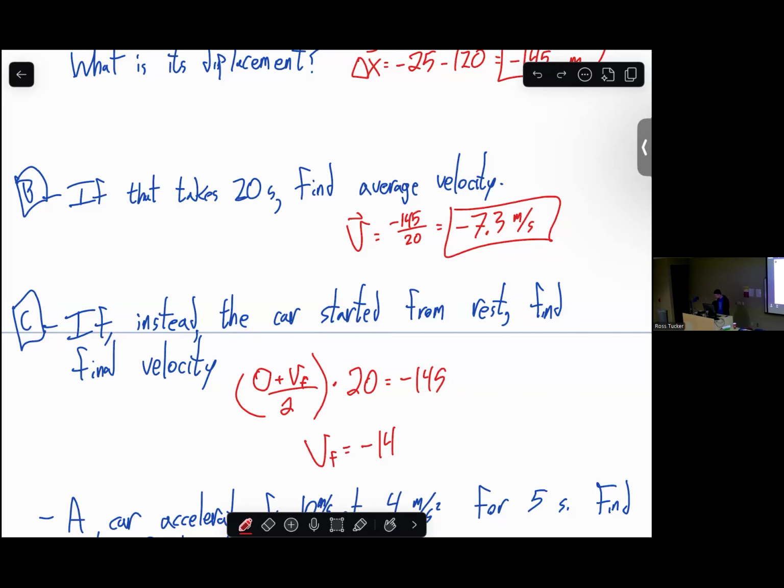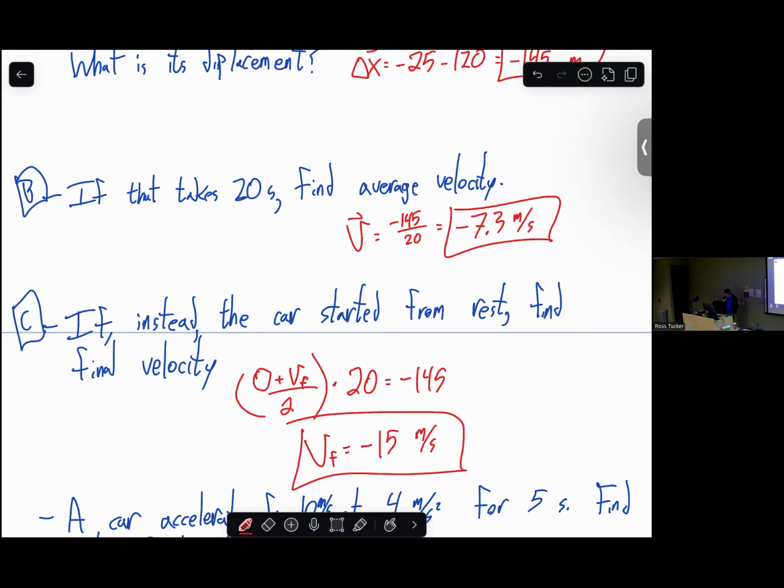Not 14 meters per second, 14.5 meters per second. It hurts me to write 3 significant figures when I'm just giving you very rough values like this. If you plugged in and got negative 14.5 from your calculator, that's the same answer. Okay, so I want to point out 14.5 rounds to 15. I'm smart.